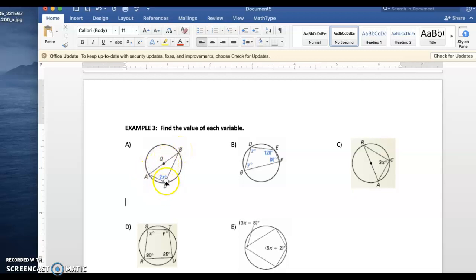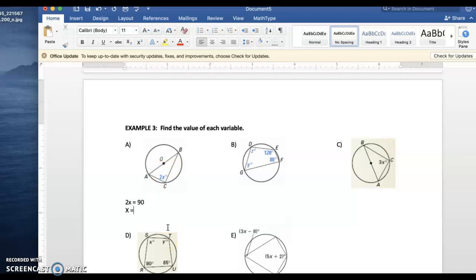The angle across from that is angle C. So I know that angle C has to equal 90 degrees. And if I want the value of x, I know 2x has to be equal to 90 degrees, or x is just equal to 45 degrees.